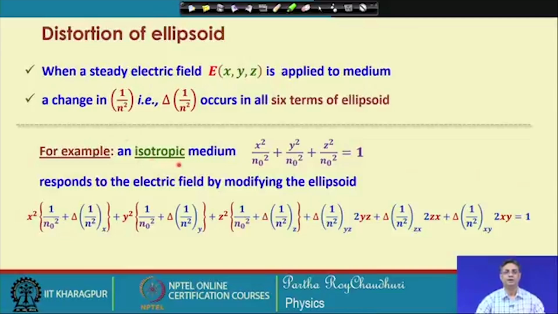For example, if I have an isotropic medium which is represented by this, because all the principal refractive indices are n_0, n_0, n_0, the same, they may respond to the electric field by modifying the ellipsoid. This is a very simple example to understand that there will be an additional incremental change in the refractive index value in this form. So, it is associated with all the 6 terms in the index ellipsoid.